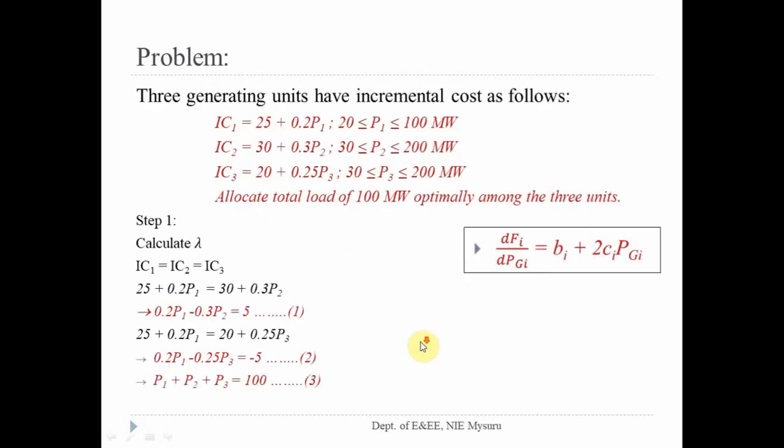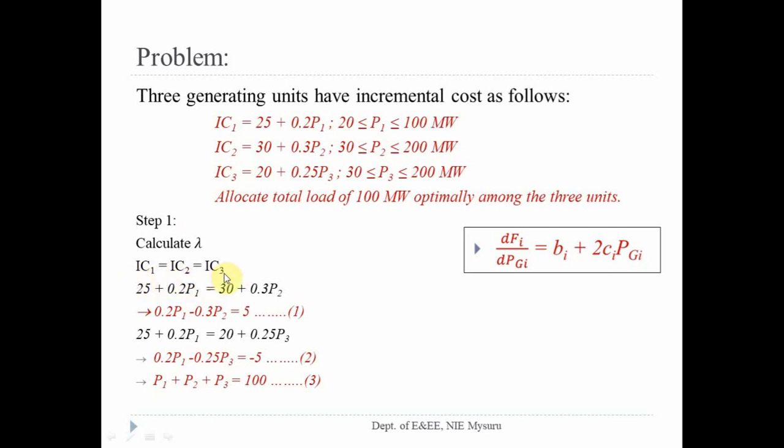There is one more way of solving this problem. The second method is using the incremental costs as they are given in the question. We know that for an economic dispatch problem, when we are neglecting losses, the incremental costs of the generating units should be equal. That is the coordination equation, one of the conditions. So we'll be equating the incremental costs.